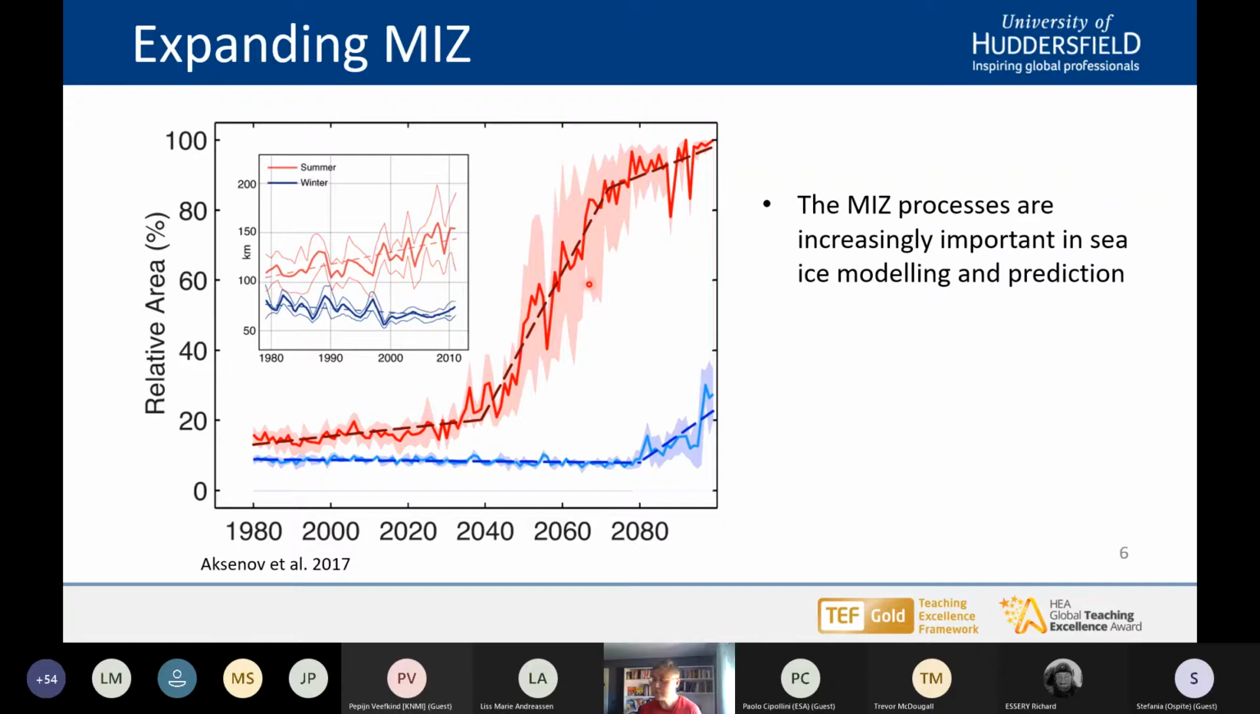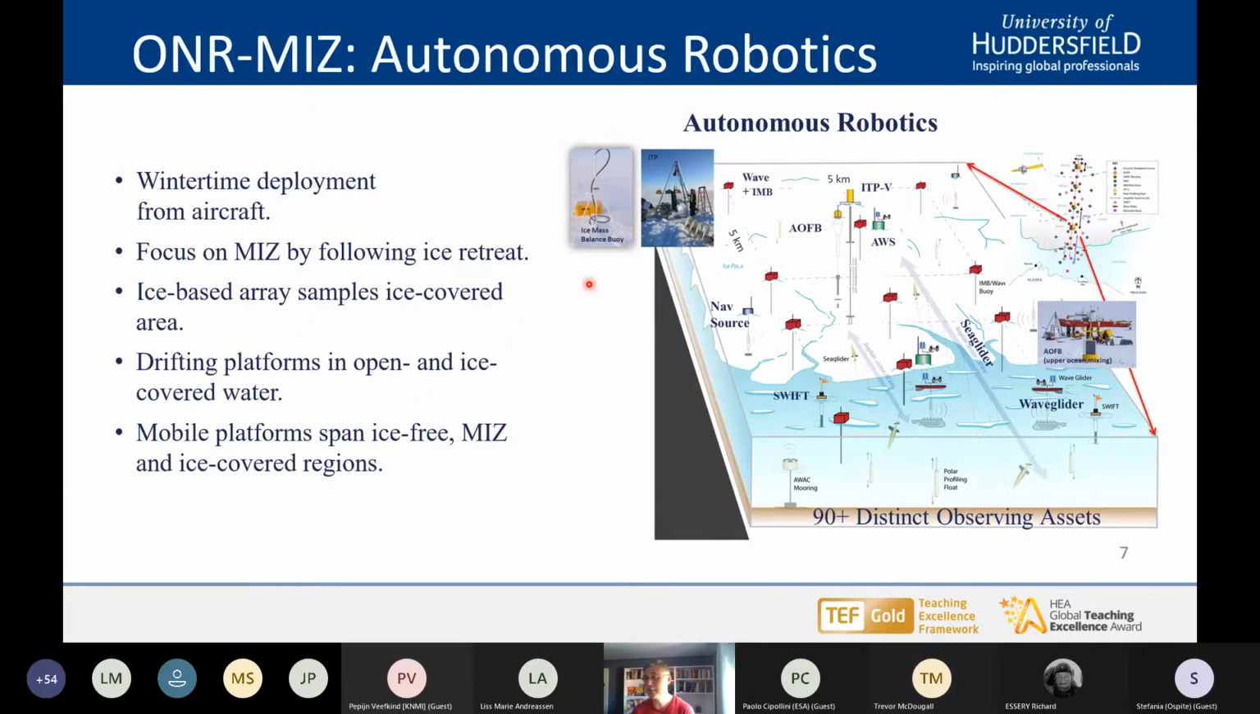Now I'm going to move to the previous observations done as a part of the US ONR MIZ program. This program happened in 2014. In this program, we deployed many different autonomous buoys in the Arctic, and we had four different clusters of these buoys. We monitored how they drifted, and we measured all different types of parameters.